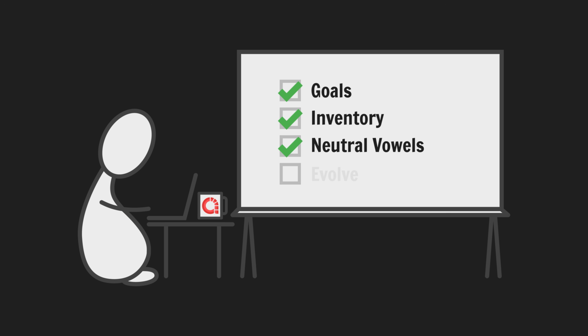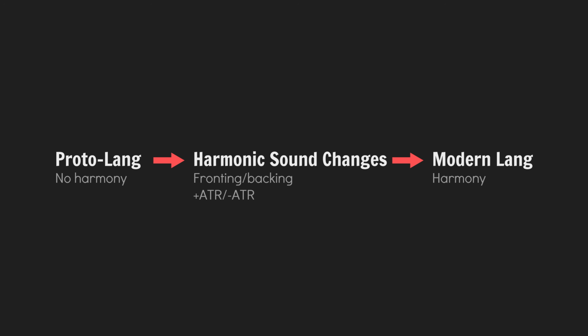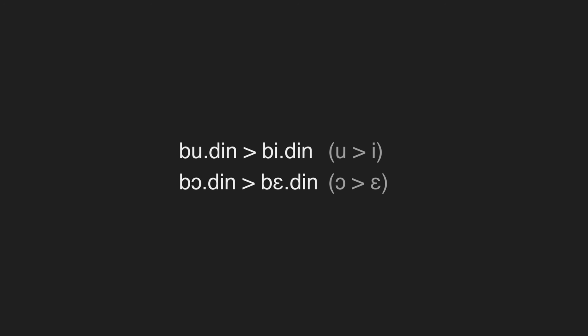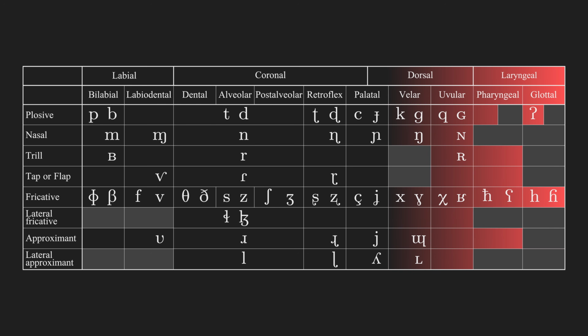Cool! Step 5, evolve. Same shtick as before, basic set becomes my proto set, and I need to get from my proto set to my modern set via a series of harmony-friendly changes. In this case, lots of fronting and backing, and plus and minus ATRing. So again, umlaut would work for me, and I could turn plus ATR vowels into minus ATR vowels in the vicinity of back consonants. You know, the lads from this neck of the IPA woods.